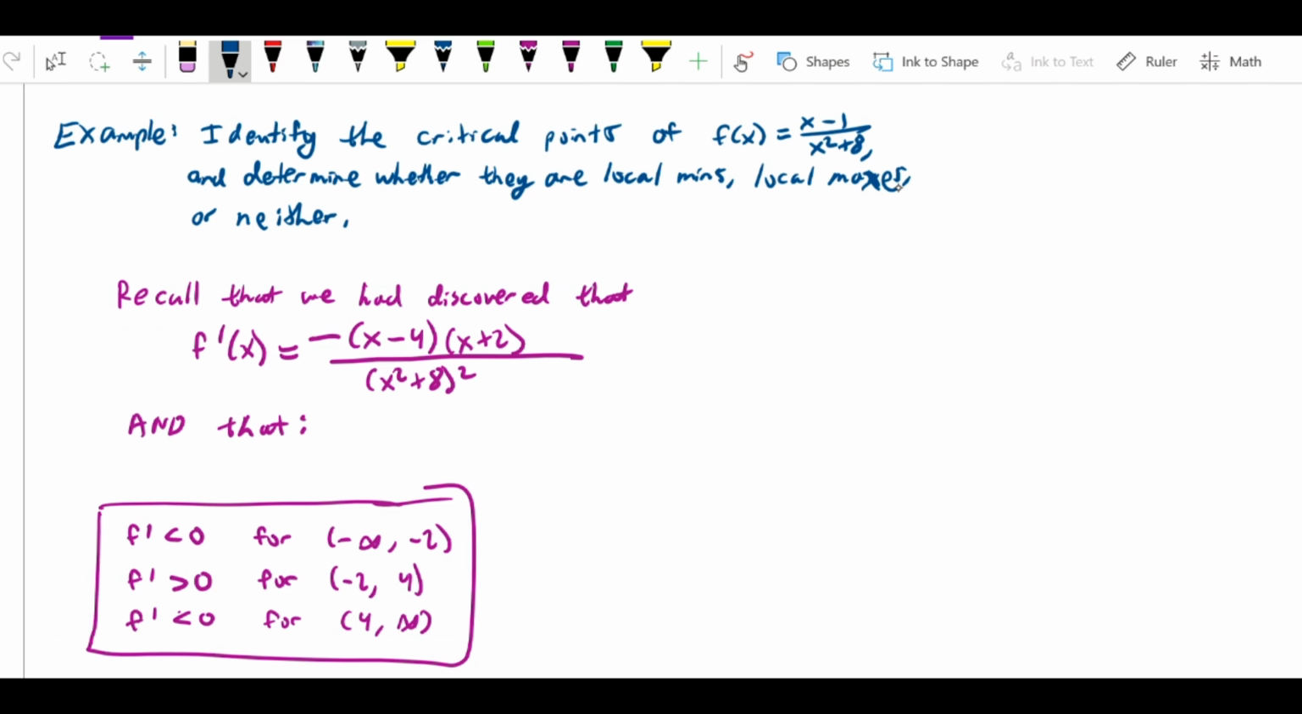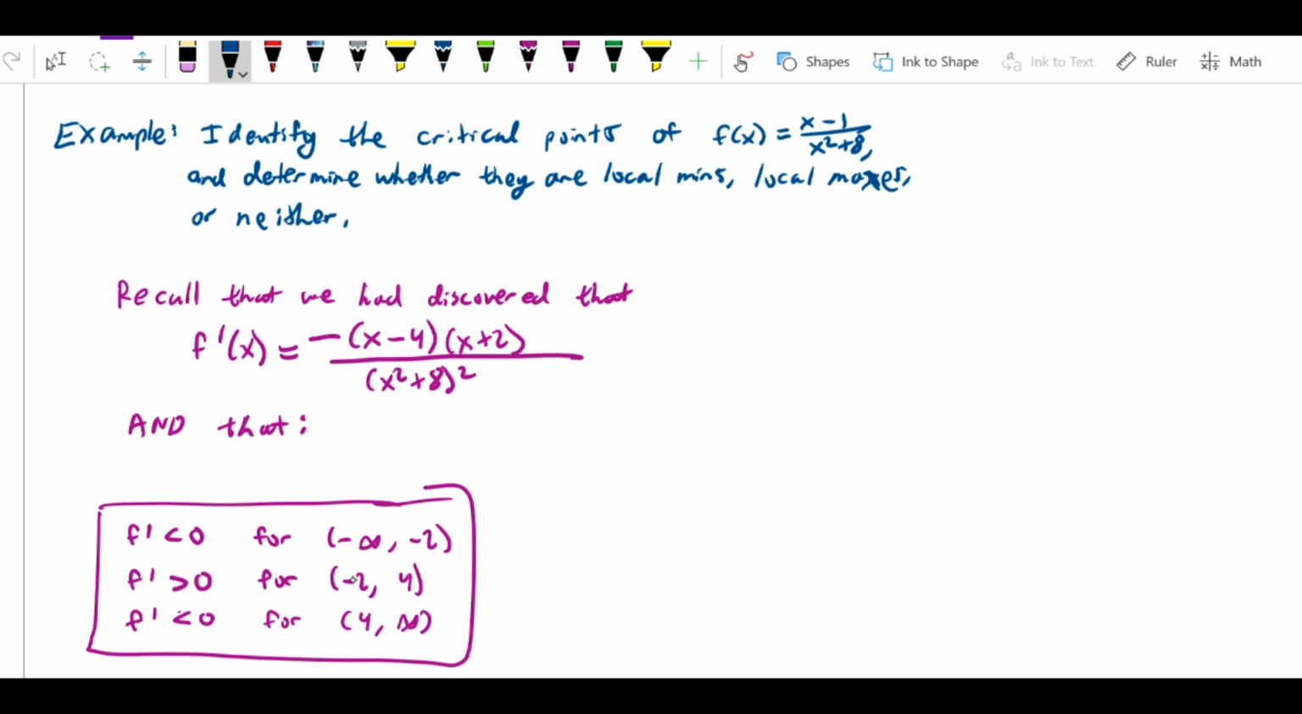Okay, so recall that I put in some of the previous work that we can reuse just so I don't have to calculate it again. Recall that we had discovered that the derivative of f was this function, after we simplified it. You can go back to that video if you want to see the algebra there. And also, we had discovered that f prime was less than 0 on the two intervals negative infinity to negative 2 and 4 to positive infinity, and the derivative is positive on the interval negative 2 to 4.